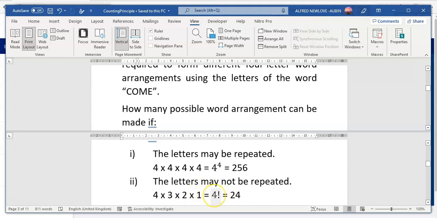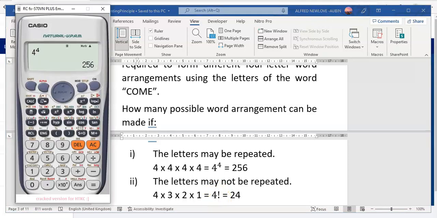So here, this is 4 factorial. You've seen the difference between this and this. This is 4 factorial. And 4 factorial, let's press on our calculator. 4 factorial gives us 24.